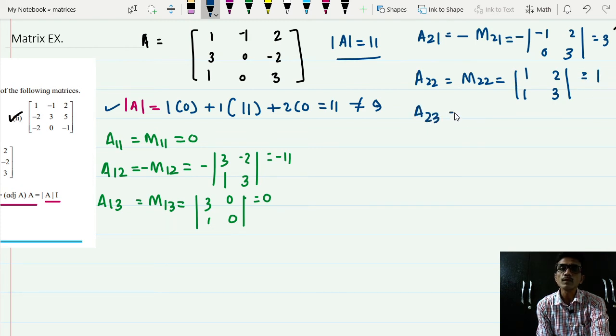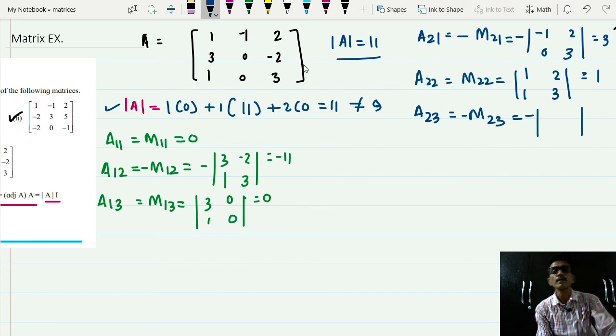A23 is equal to minus of M23, which is minus of the value of the determinant, second row and third column: 1 minus 1, 1 0. So it is minus 1. It is minus 1.